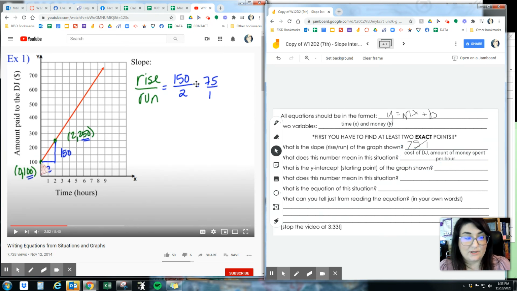The y-intercept would be the starting point. When we have 0 hours, we start at $100. So what could that mean? The DJ hasn't even started playing any music yet, but we've already paid him $100. It could be a setup fee. It could be a deposit, like I have to reserve him for that evening. It's some kind of starting point. So we can call it a setup starting fee.